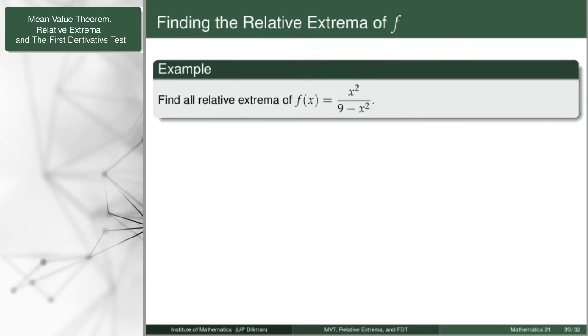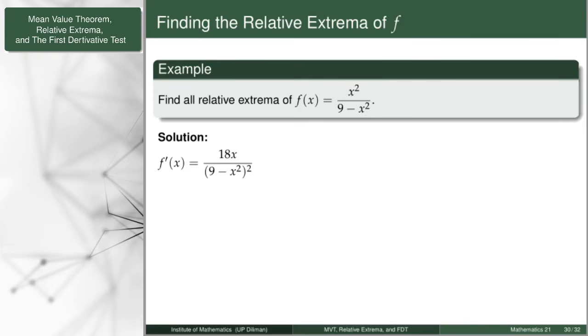Let's have another example. I have f of x equal to x squared over 9 minus x squared. Similarly, I will get the derivative of this. Notice that to differentiate this, I will use the quotient rule. And when you use the quotient rule, it will become very complicated. But, of course, you can simplify it and you'll be able to obtain the following quantity.